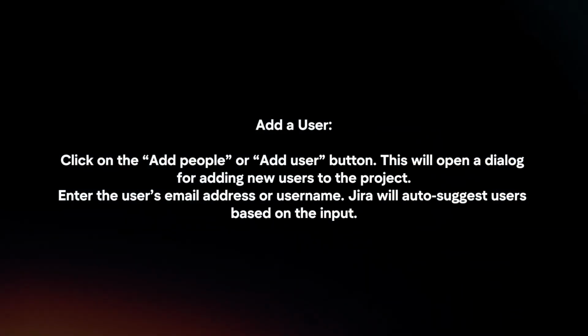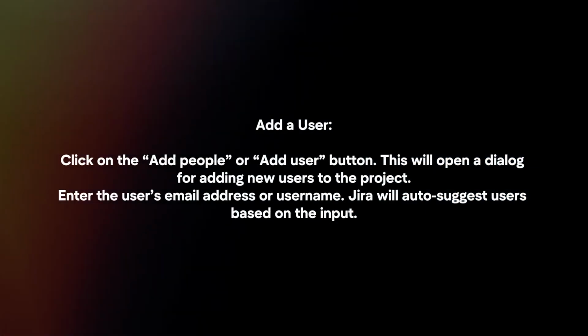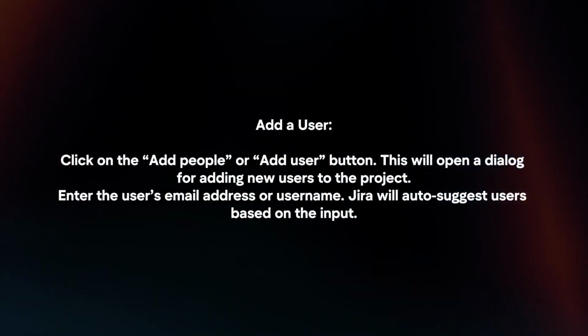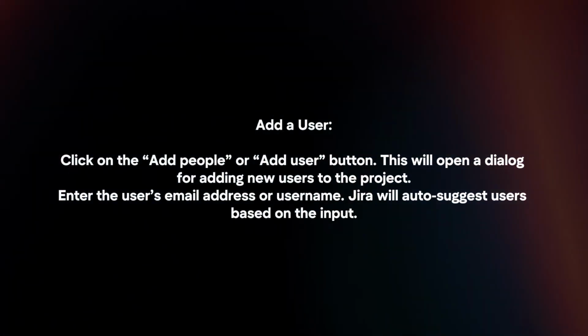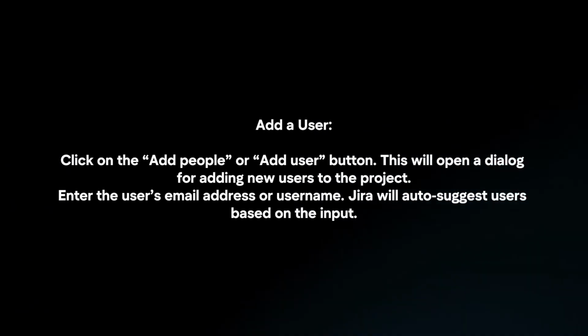Add the user. Click on the Add People or Add User button. This will open a dialog for adding new users to the project. Enter the user's email address or username. Jira will auto-suggest users based on the input.